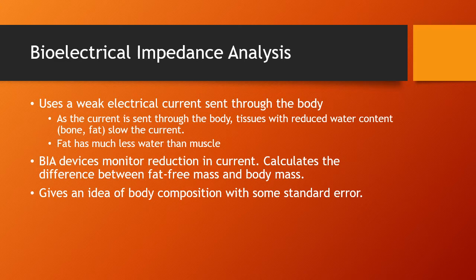The BIA device monitors any type of reduction in current. There's a number of different calculations that are available within the device to help us determine the difference between fat-free mass and also body mass. The BIA device helps give an idea of body composition with some standard error. Now, not all measurement devices are without fault. One of the BIA device's biggest downfalls sometimes can be the actual thickness of the person's skin. If a person's skin is too thick, there's not going to be enough voltage that's able to get through to the rest of the body, which will end up giving us not 100% accurate readings.